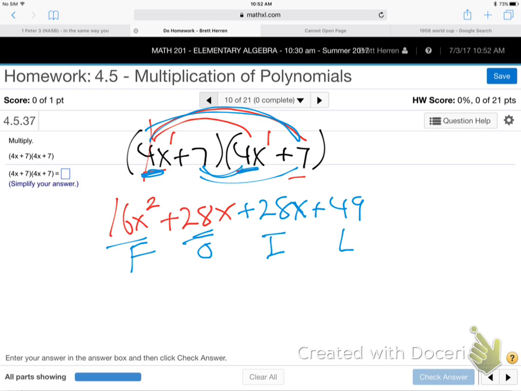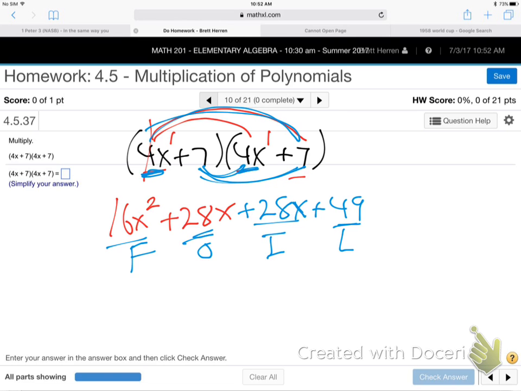That's exactly what we did. The two inner. That's exactly what we did. And the last times the last. That's exactly what we did. So either way, you'll get the same exact results, whether you go first to both, second to both, or FOIL: first, outer, inner, last. Either way, you'll get the same thing.